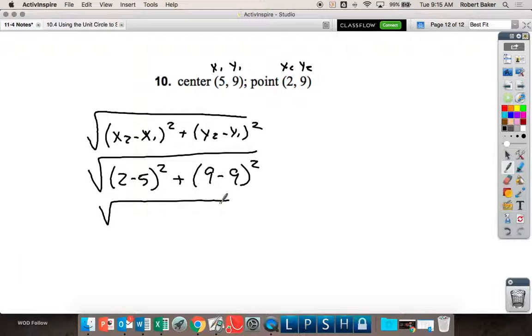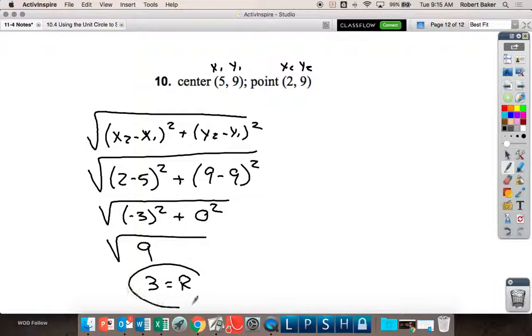Two minus 5. Nine minus 9, 0. So negative 3 times negative 3, 9. 0 times 0, 0. So what is the square root of 9? So 3, the radius equals 3.